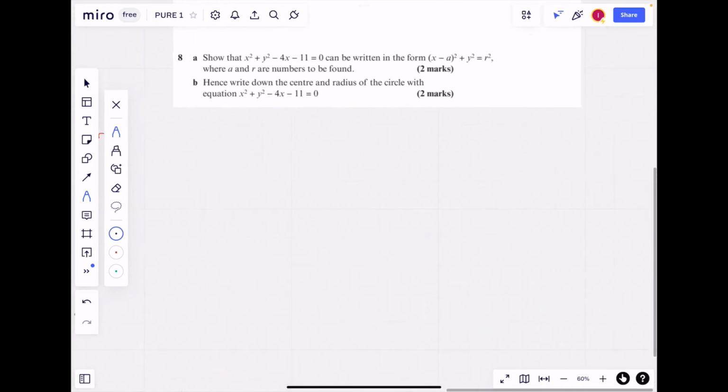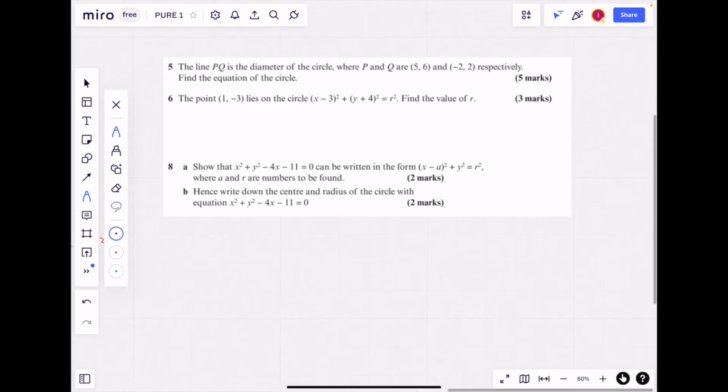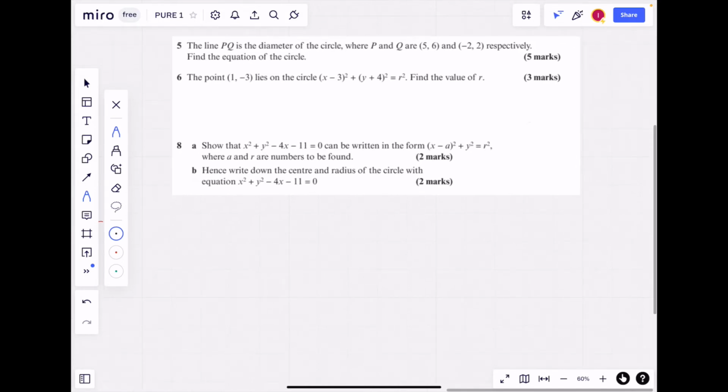Cool. Have a look at those questions 5, 6, and 8 for me, please. Okay, let's start with question 5. You've got P and Q, 5, 6, and minus 2, 2. You want to find the equation of the circle. Okay. First step is the center of the circle, which is the same as the midpoint.